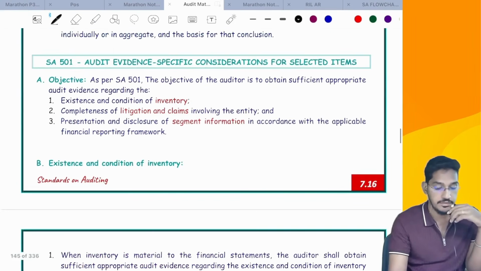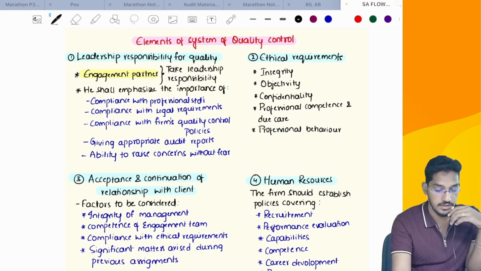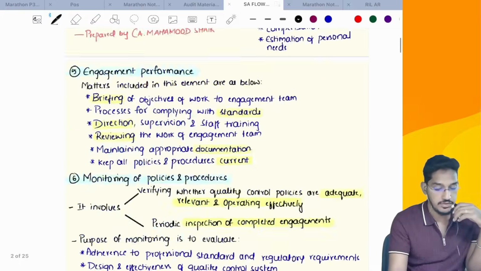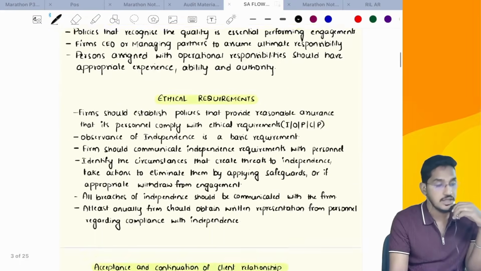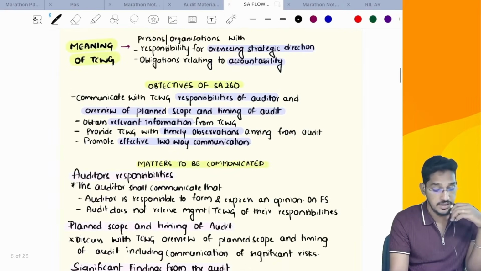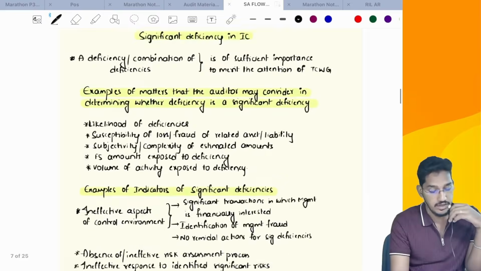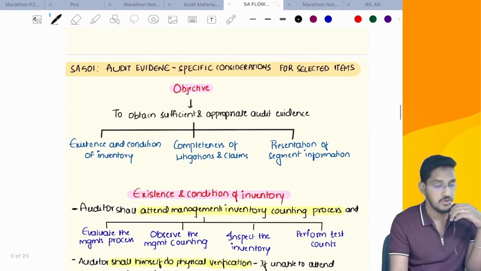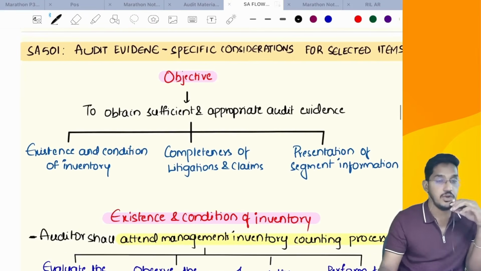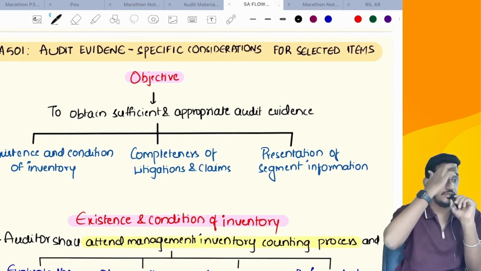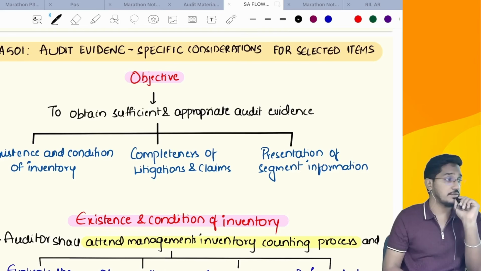Right. So we will take the chart also simultaneously. Both we will keep it aside. So we have SA 501, which is talking about audit evidence and special considerations for specific items. So basically, SA 501 is also the standard which is talking about audit evidence only. But you all will say, sir, we have already covered one standard regarding audit evidence, which is SA 500. Then what is SA 501 for?